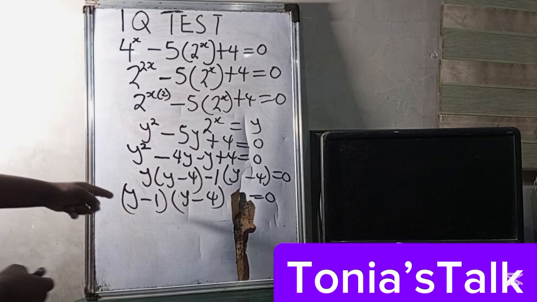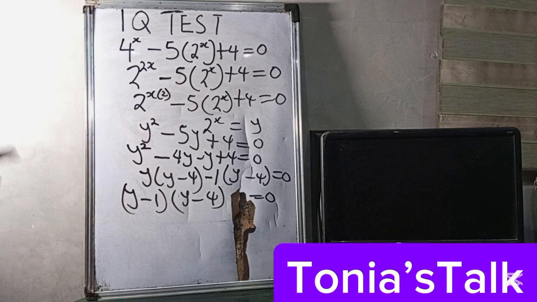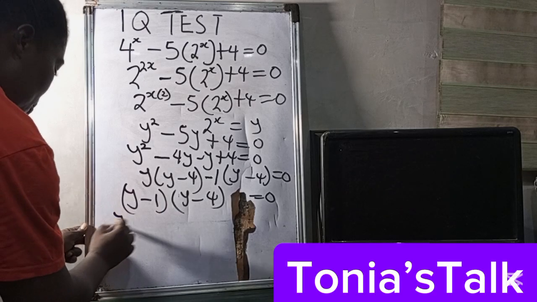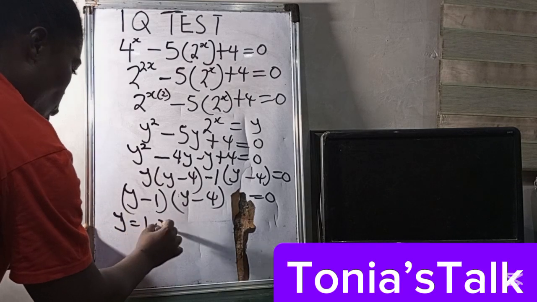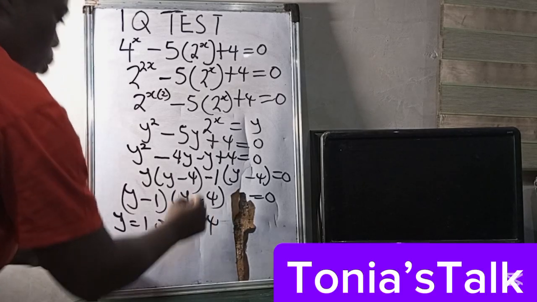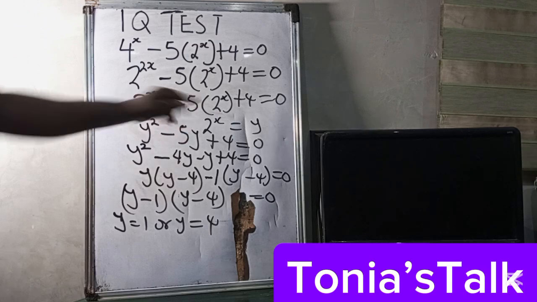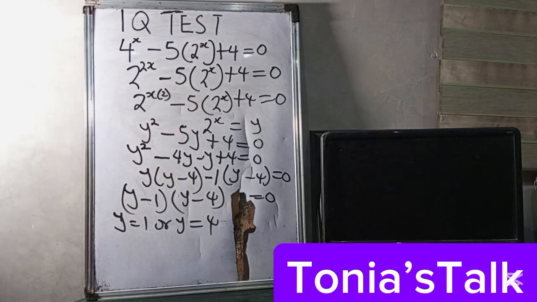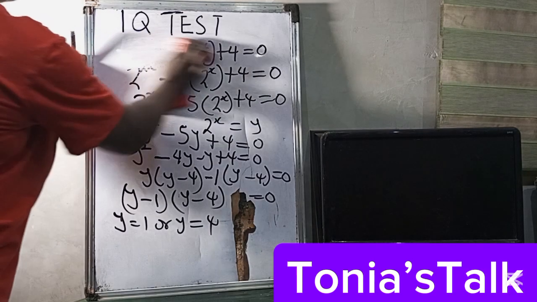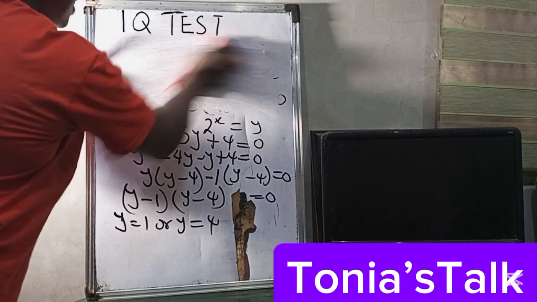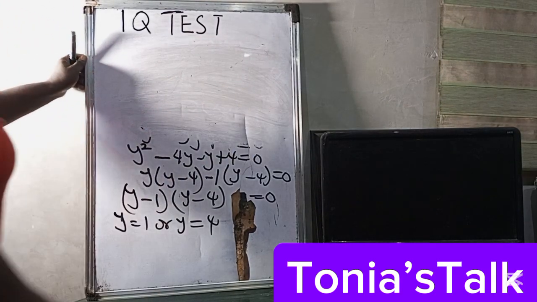Okay, so in that case, if you do y minus 1 equals to 0, y will be equal to 1. So we have y equal to 1 or y equal to 4. Minus 4 crosses to the other side, it becomes positive. But remember, we are not looking for y, we are looking for x actually, but we replaced 2 raised to power x by y, so we are going to return it. So permit me to clean up here so that we can do it here.